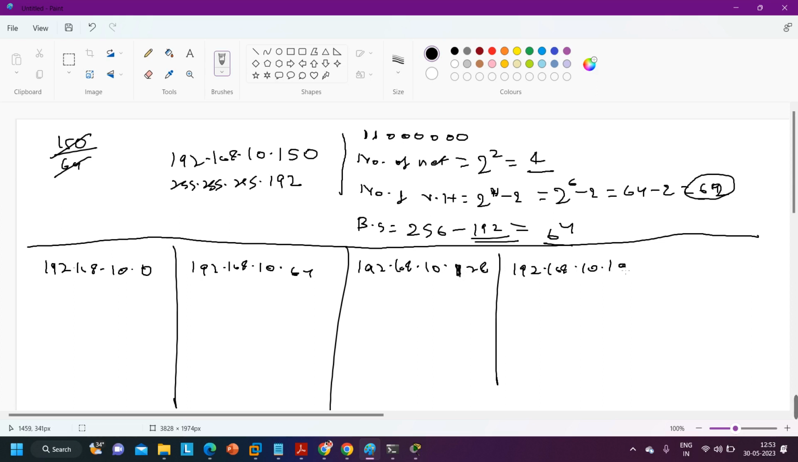192. And the fourth network will be what? Fifth network, 256. So that is not valid. Yes or no? Yes, it's not valid. So 256, we have only 4 networks.